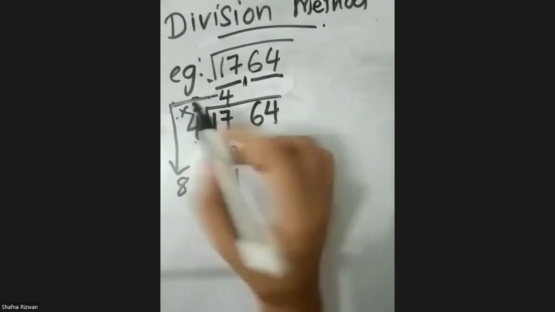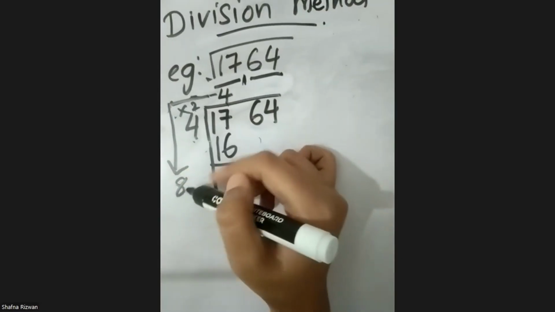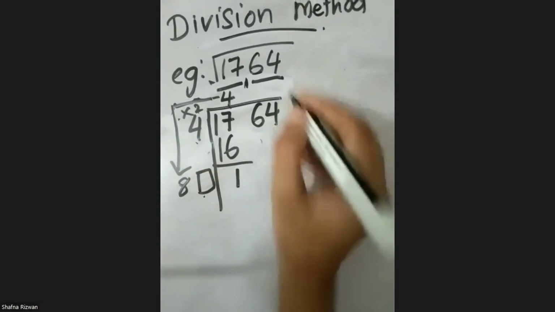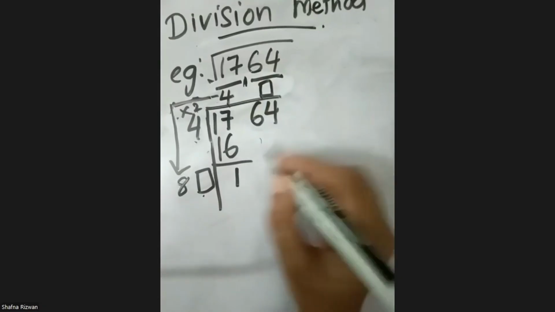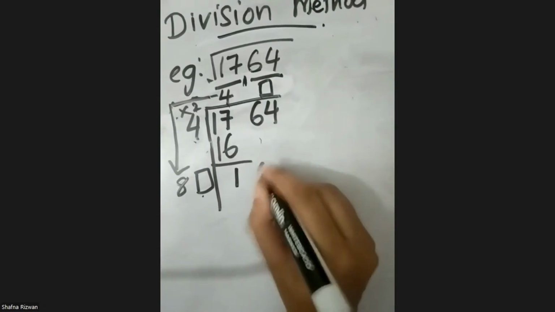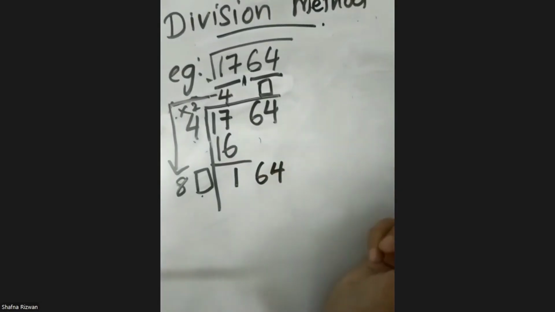4 multiplied by 2 will give you 8. After that, keep a space here, like this, put a square. And here also you have to keep a space. After that, bring this 64 down.